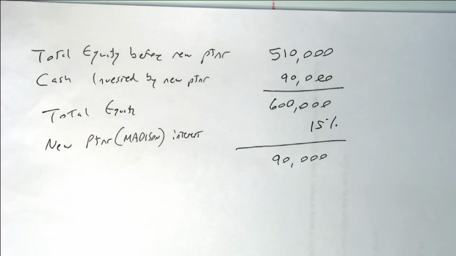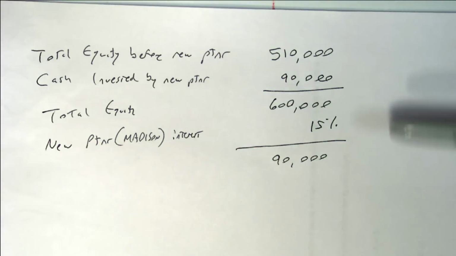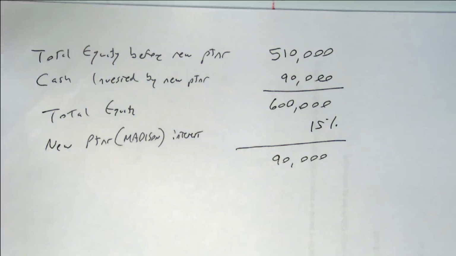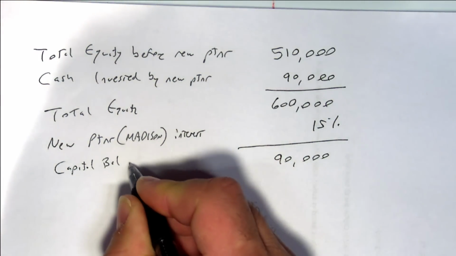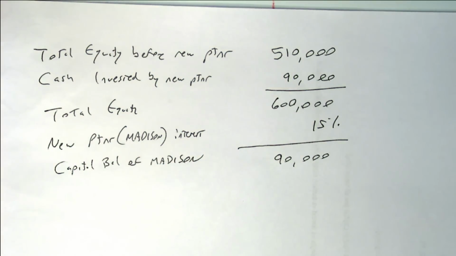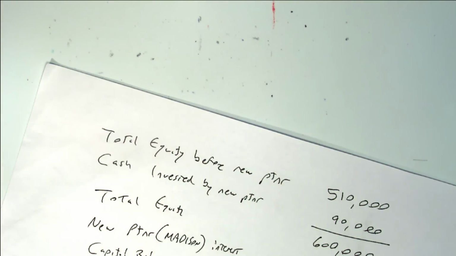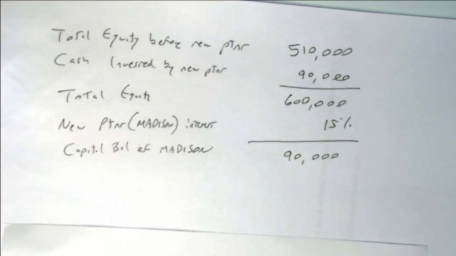Okay. So, how do we go about doing this? Well, let's take a look. If I can find my answer. All right. Well, in this case, looking back at this, cash invested is 90,000, and let me go ahead and label this. The capital balance of Madison, the new partner, will be 90,000, right? So the journal entry that we have is going to be, I've got too much stuff up here, okay? I need a table. It's going to be this right here.